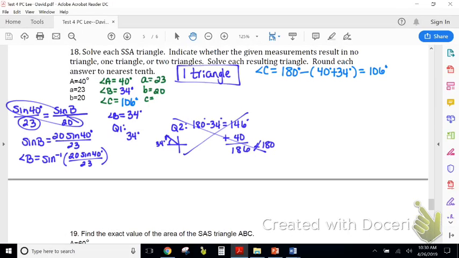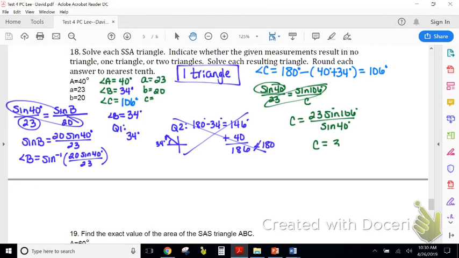and find side C, because we know that sine of 40 degrees over 23 will equal sine of 106 over side C, right? So cross multiply and divide. So C equals 23 sine of 106 over sine of 40. And so side C equals, good, 34.4.